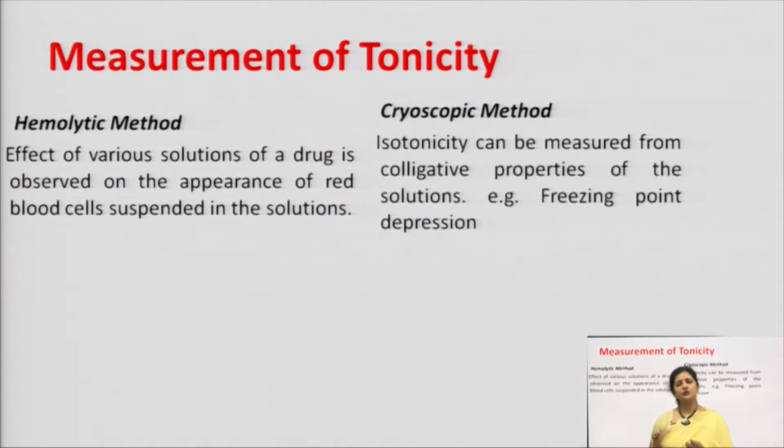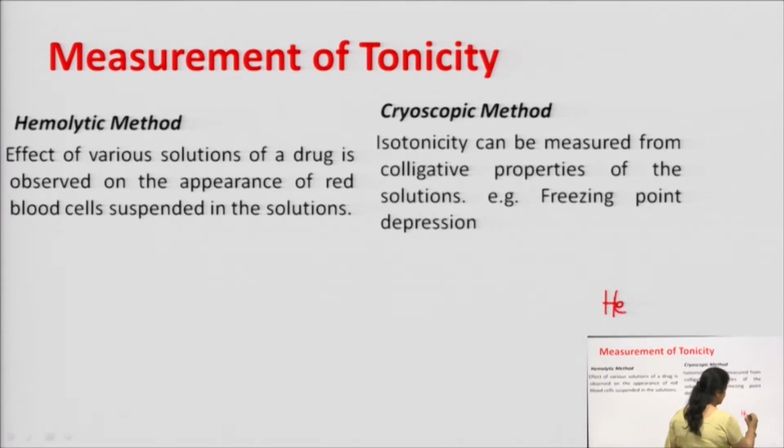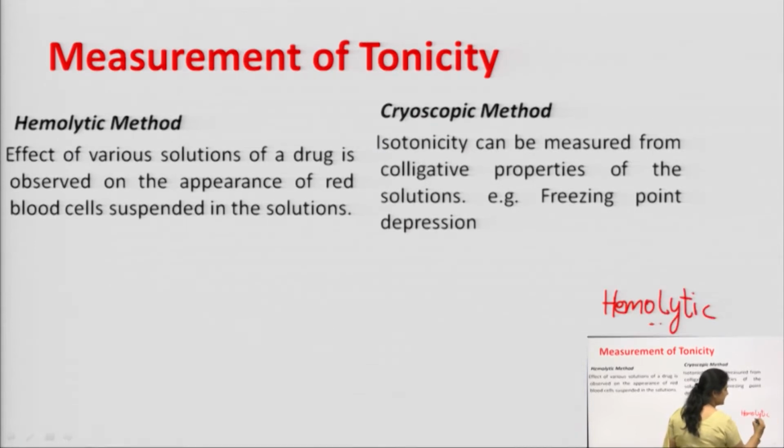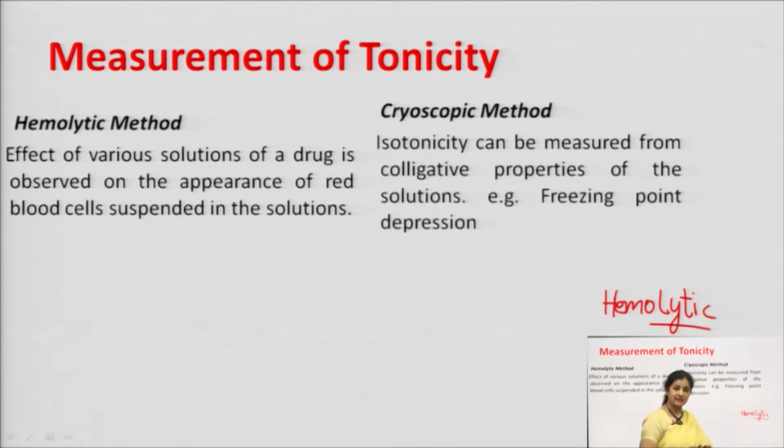Now, how do we basically measure tonicity? There are broadly two methods. Number one is the hemolytic method and the other is the cryoscopic method. Hemolytic, let me explain this term to you. Lytic is a term obtained from lysis, that is a breakdown, and hemo means related to the blood cells. So this method measures the effect of various solutions of a drug on the appearance of red blood cells suspended in those solutions.